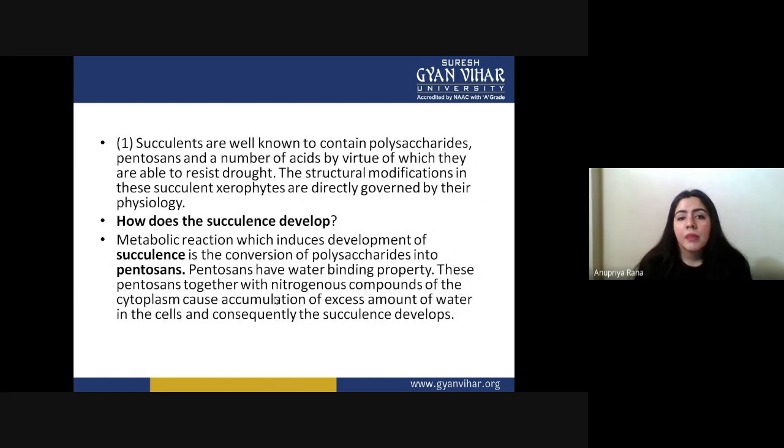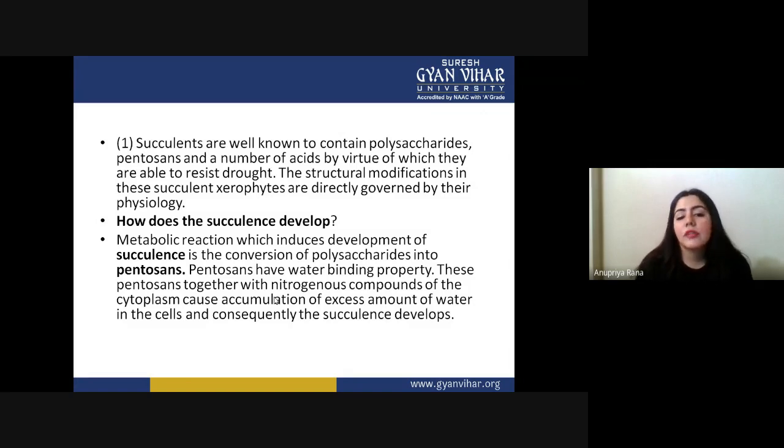Second thing here, there is a special kind of polysaccharide called pentosans, and by virtue of these they are able to resist drought. So a particular special kind of polysaccharide is formed inside these plants, called pentosans. These pentosans help to store water inside the body. So these pentosans modify the stem and leaf so that they absorb water. This is the second physiological function that the plant performs to live in drought conditions.